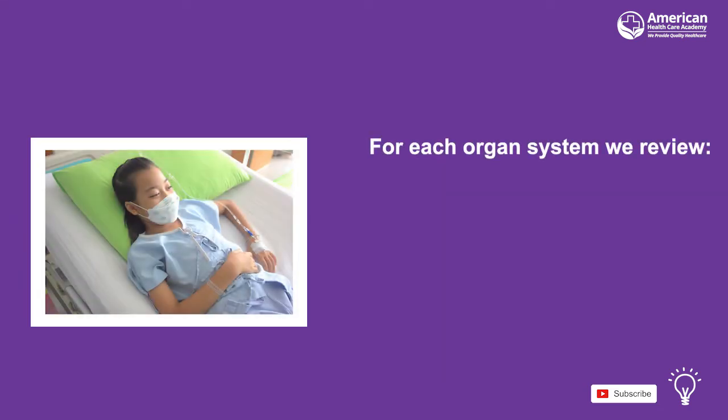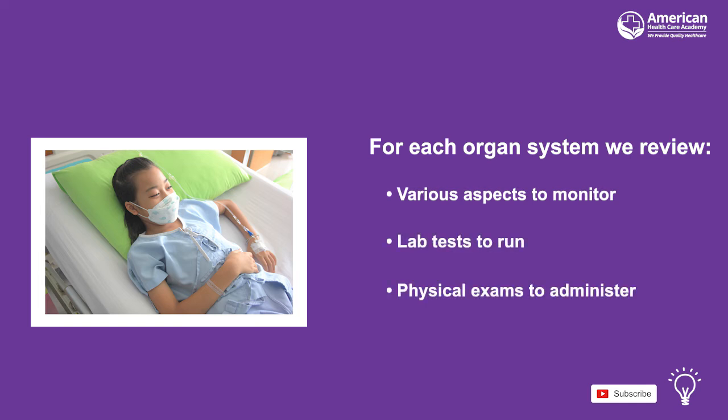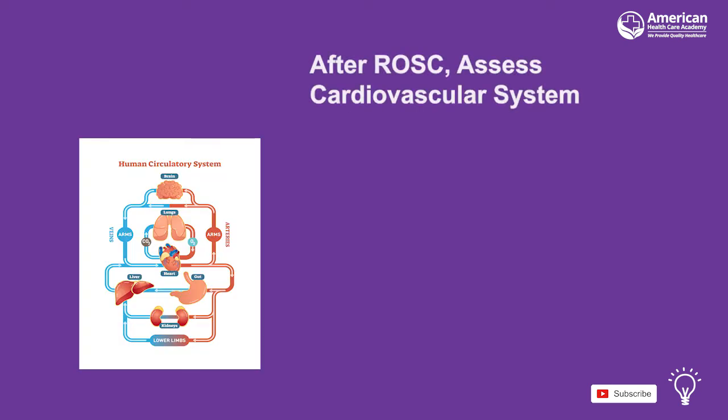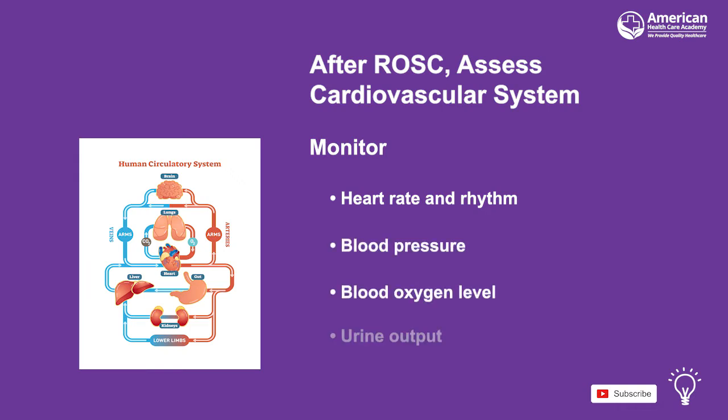We will go through each organ system and the various aspects to monitor, lab tests to run, physical exams to administer, and any other point of note during the post-resuscitation of the child. After the return of spontaneous circulation in the child, first assess the cardiovascular system. Monitor the child's heart rate and rhythm, their blood pressure, blood oxygen level, and urine output.